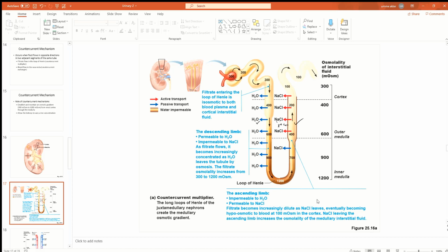Okay. And I mentioned here the concentration is very high. I said 1200 to 1400, and here I said 100 to 300. So that's the range. If you want to mention the range, that is always good.